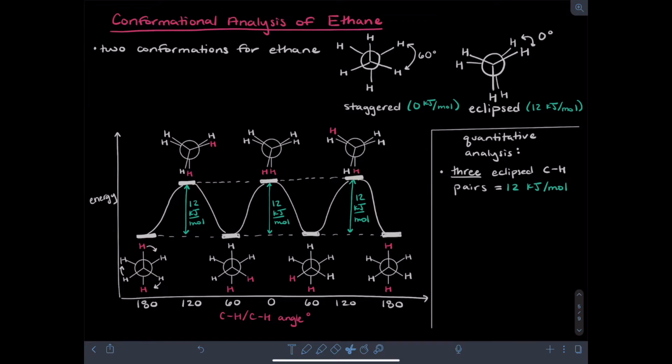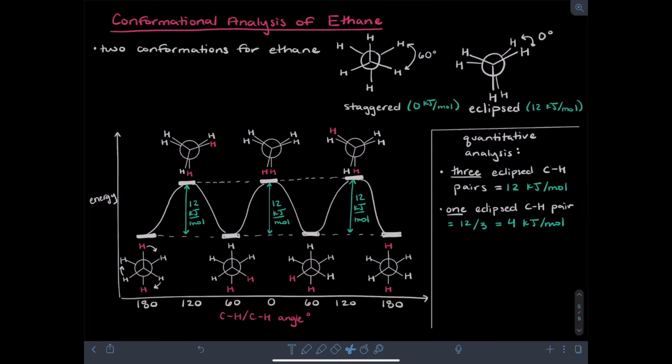I want to delve a little bit more into how we analyze this number. In the eclipsed conformation, we have 3 sets of overlapping CH bonds, and my total energy in the eclipsed conformation is 12 kilojoules per mole higher than the staggered one. I can do some simple math to calculate what's the energy cost for one eclipsing carbon-hydrogen bond pair, just one hydrogen in front of another.